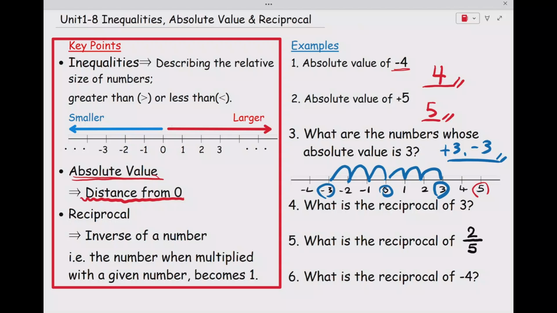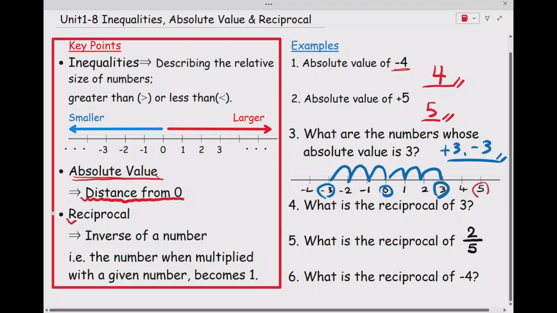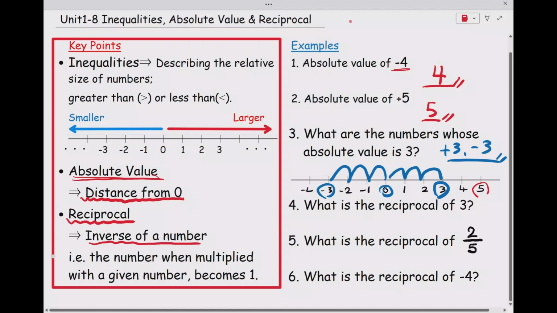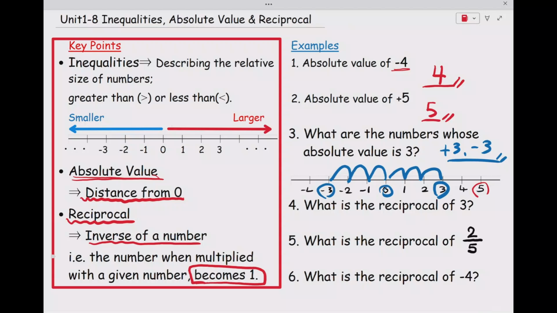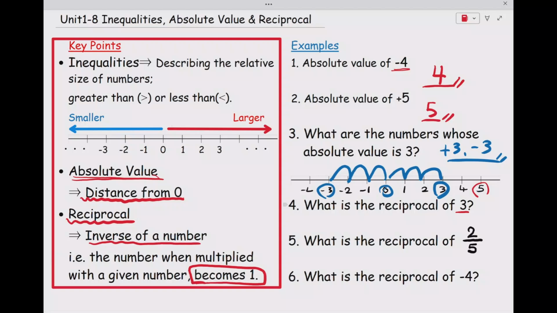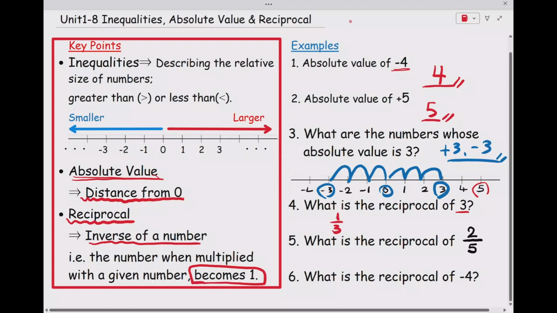Finally, I'll talk about a reciprocal. This is very simple, so I'll just go through it quickly. A reciprocal is the inverse of a number, which means it is the number that, when multiplied with a given number, becomes 1. Let's look at examples. What is the reciprocal of 3? A reciprocal is the number that, when multiplied with a given number, becomes 1. So the reciprocal of 3 would be 1/3. Because 3 times 1/3 equals 1.